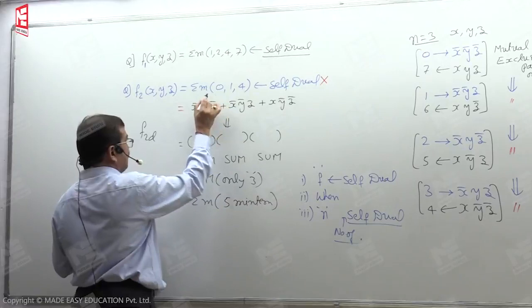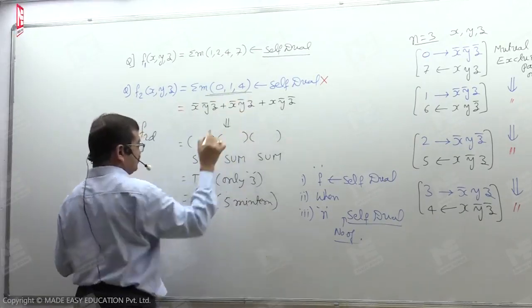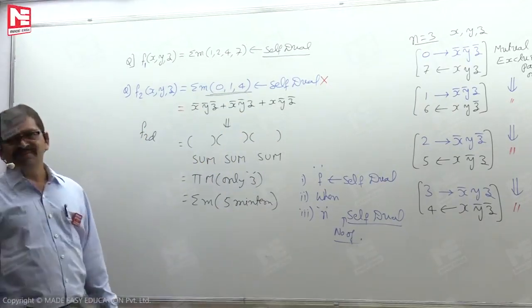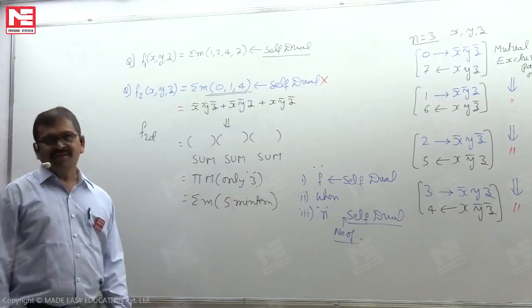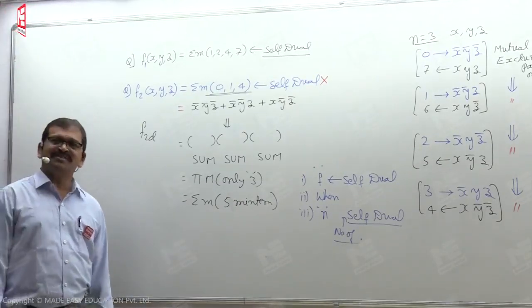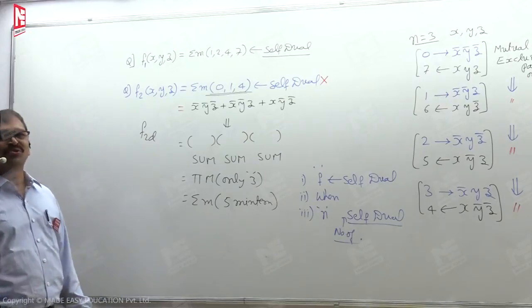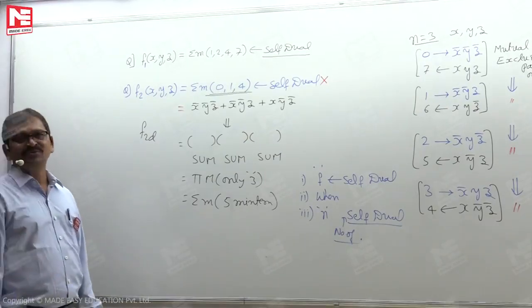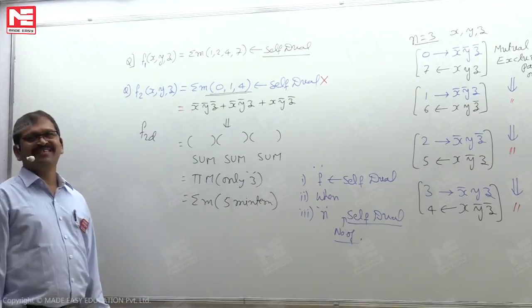But the given function has only 3 combinations as minterms. If that is the scenario, is it required to do all this work? Definitely, the answer is no. No need to do all this work.